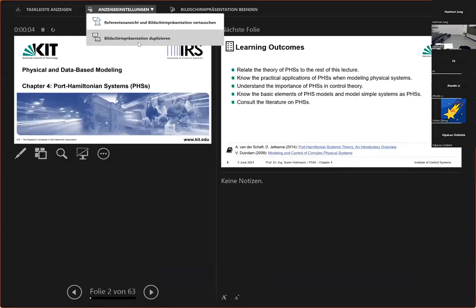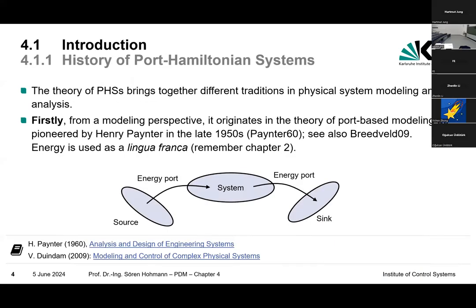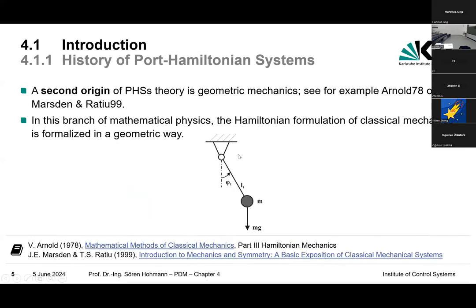Okay, let's start. I started already with the motivation. And here again, already in the 50s, this port-based modeling appeared. We know there's a wonderful way of geometric mechanics, also pretty old, but you can also look at the classical works, 1978, 1999, but it appeared even earlier.